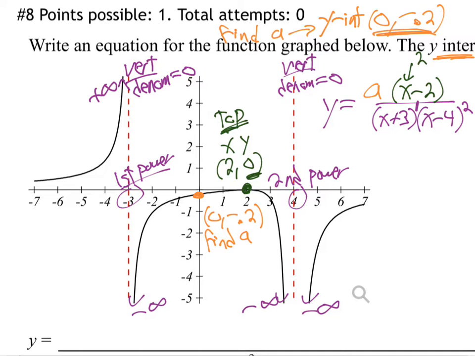So plug in that information. So this is our x and our y. Our x is 0 and our y is negative 0.2. So plug in y as negative 0.2 and plug in x as 0.